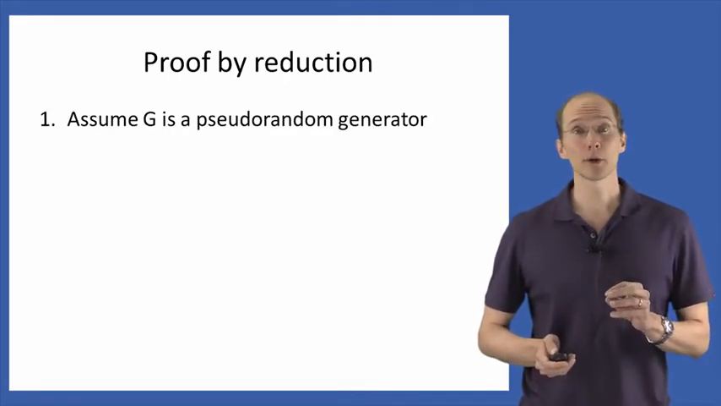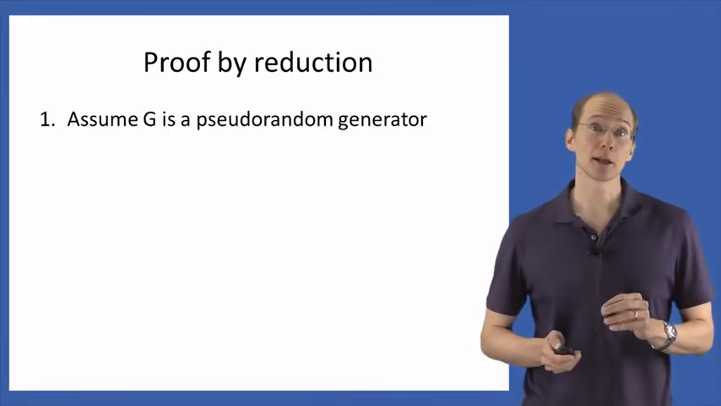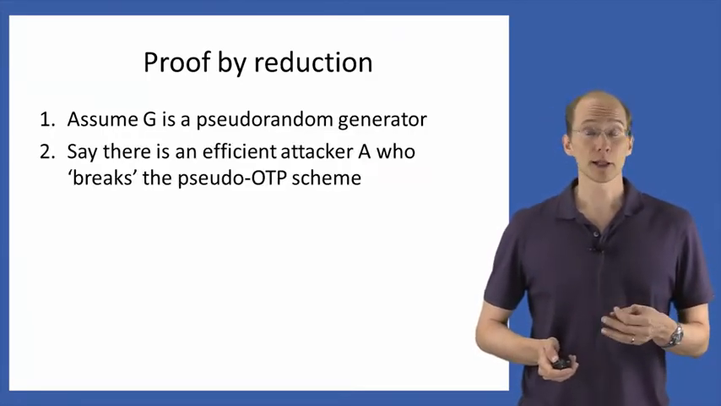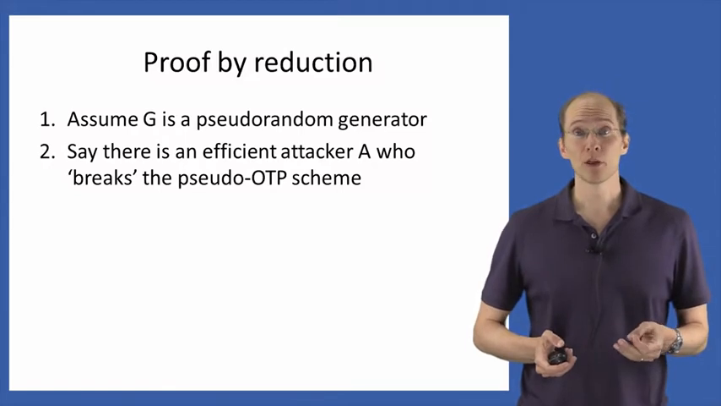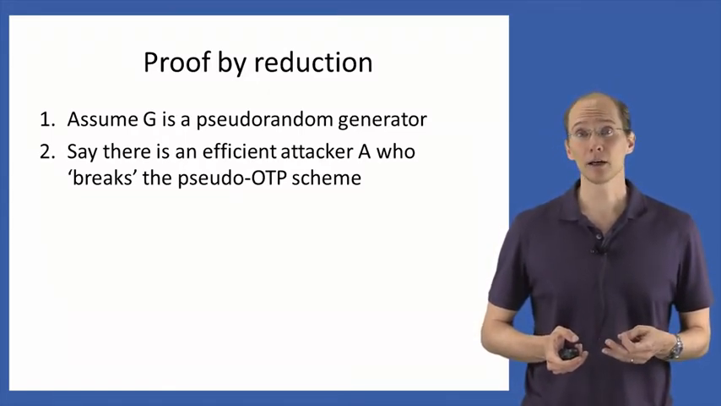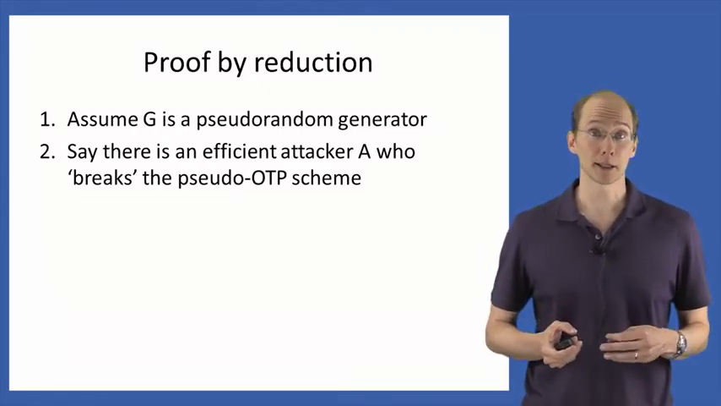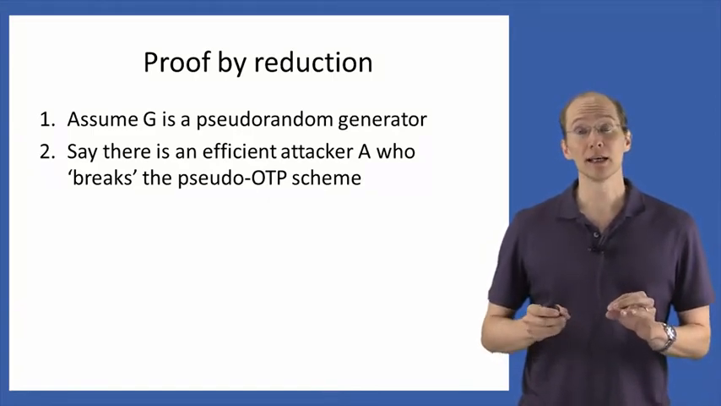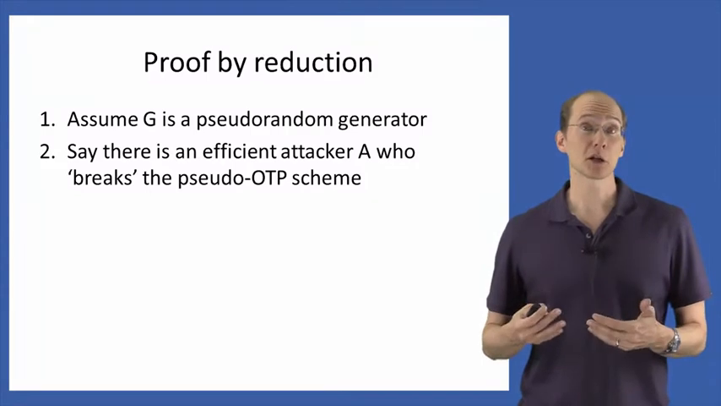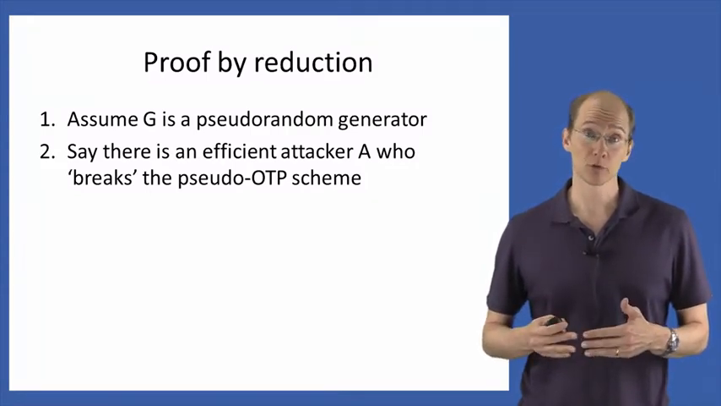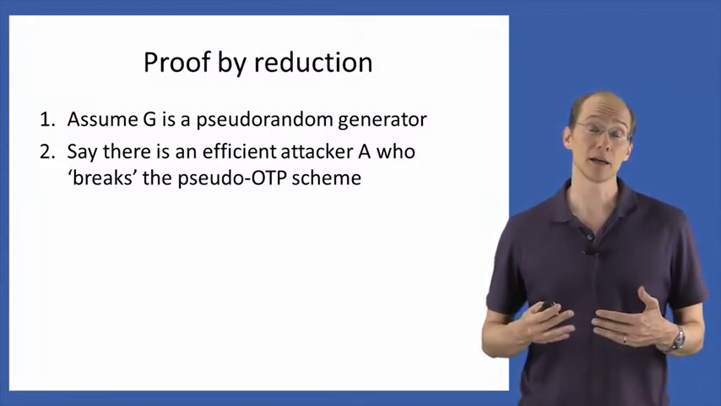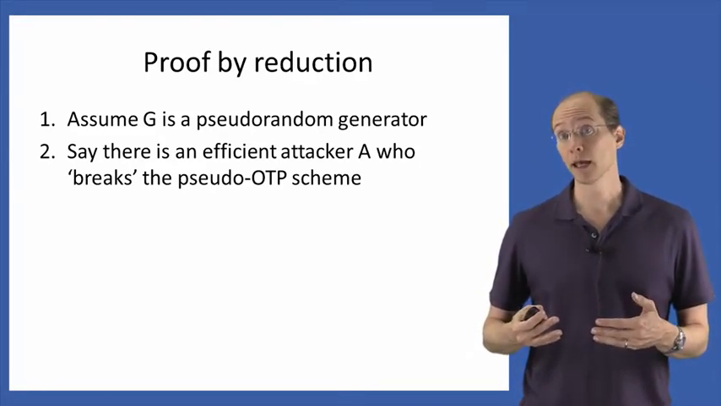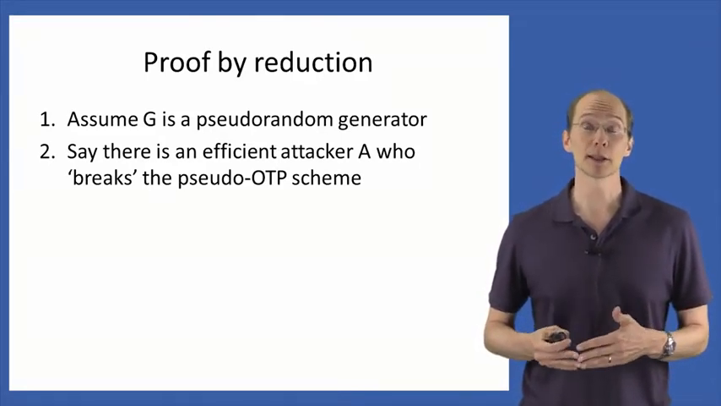What we do is we start with the assumption that G is a pseudorandom generator. Then let's assume toward a contradiction that there's some efficient attacker A who breaks the pseudo one-time pad scheme. By breaks, I mean very specifically that it violates the definition of computational security. That means we have an efficient attacker A whose success probability in the experiment that we defined is not bounded by 1/2 plus a negligible function.